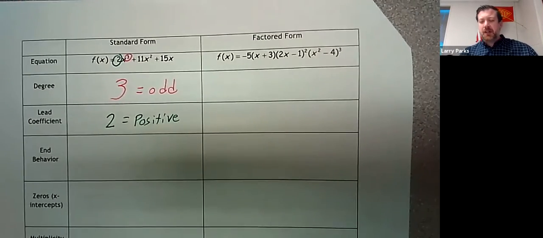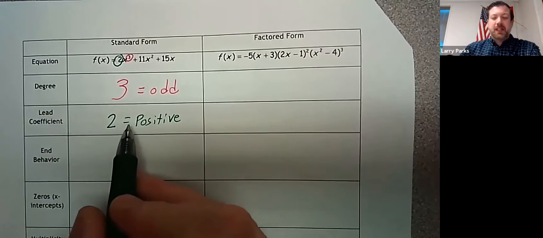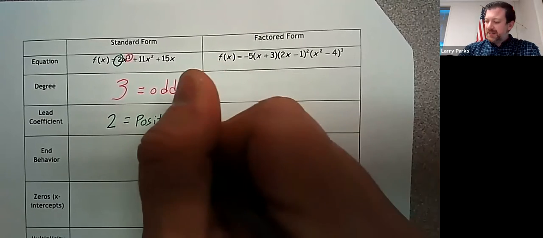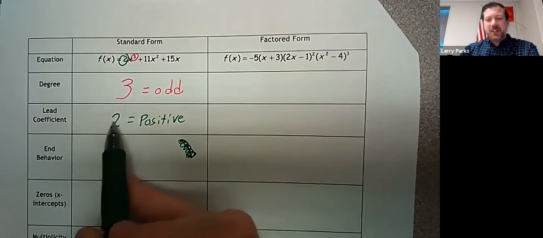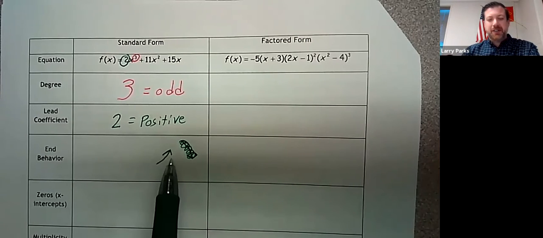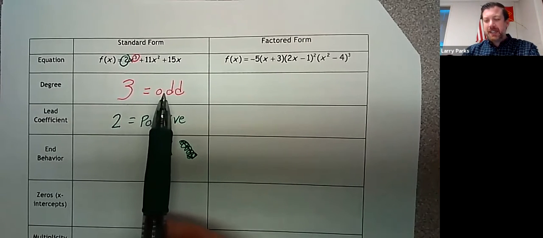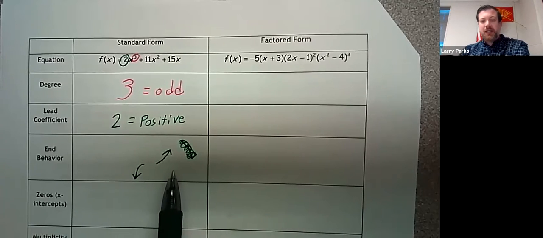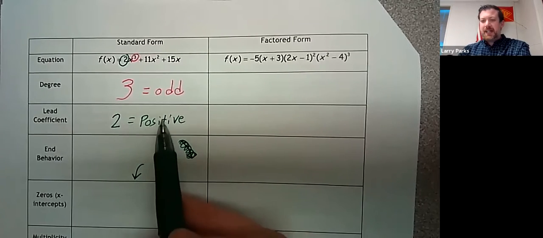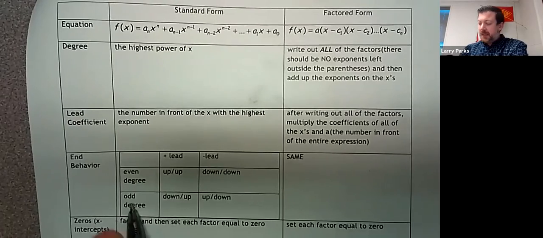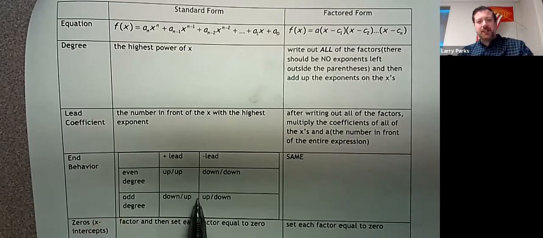So the end behavior, and you can flip over and look at the table if you want, but remember, if the leading coefficient's positive, that means it opens up on the right. And if it was negative, it would open down on the right. And then odd means it does the opposite on the left, so it's going to go down. So it's going to go down and up. Now, if you wanted to, you could use that table. Odd positive is down and up. So you could think of it that way too.